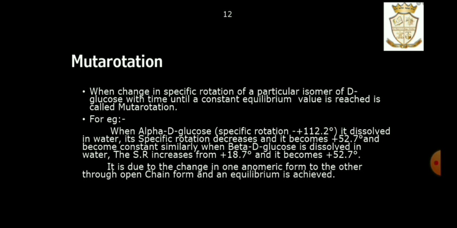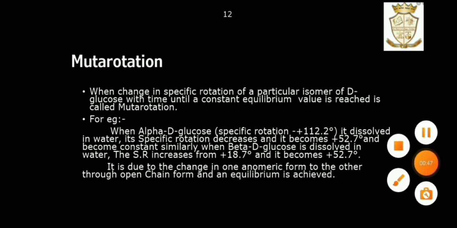It is due to the change of one anomeric form to the other through the open chain form, and equilibrium is achieved.